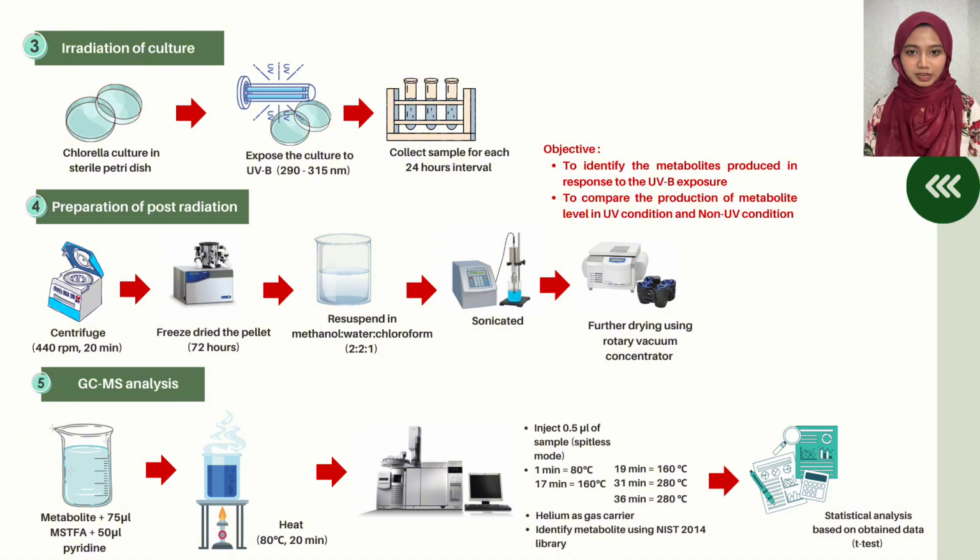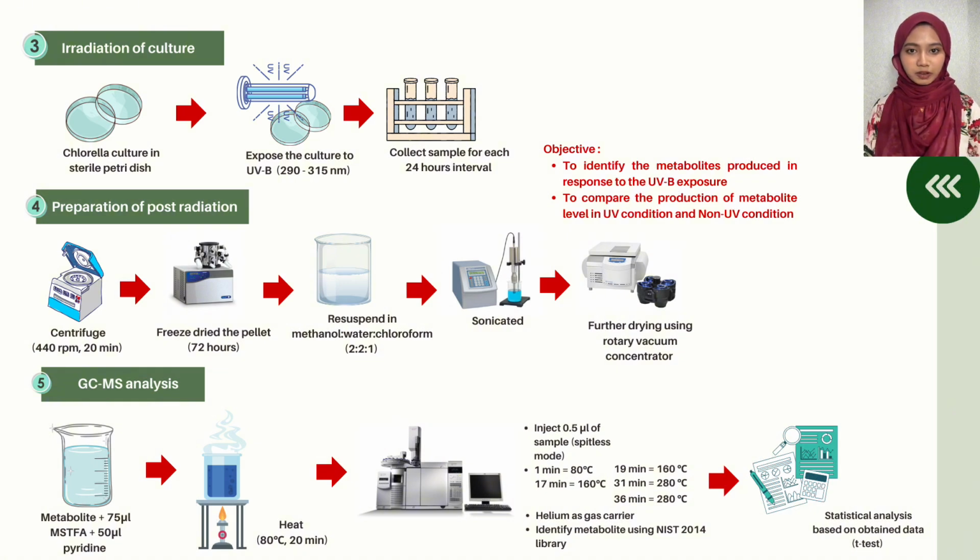After irradiation, both UV and non-UV samples are centrifuged to separate the pellet and supernatant. The supernatant is discarded and the pellet is freeze-dried. The pellet is then resuspended in a methanol, water, and chloroform mixture and sonicated to break open the cells and release intracellular content. The sample is further concentrated by a rotary vacuum concentrator to remove remaining solvent. The metabolites are then derivatized by mixing with MSTFA and pyridine and heated at 80 degrees Celsius for 20 minutes.